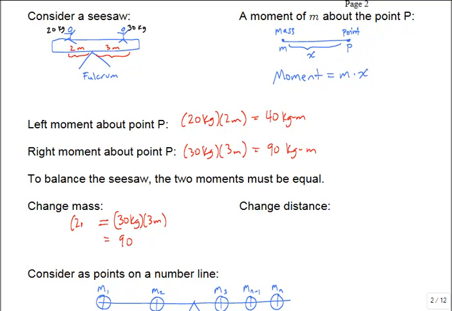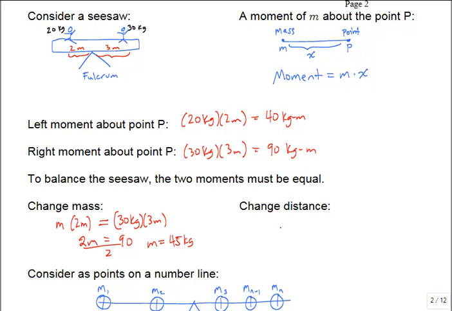So I'm going to keep this distance 2 meters. What would this mass, let's call it m, need to be so that these are equal? Well, on the left-hand side we'd have 2 times m equals 90, so m is 90 divided by 2. We need a mass of 45 kilograms to make these two moments the same. So I would need a child that's 45 kilograms to hop on the seesaw to keep this balanced.